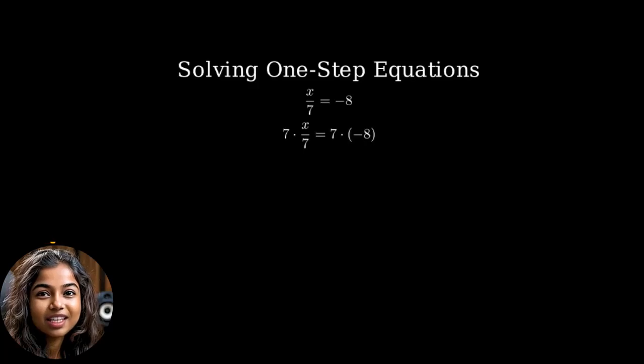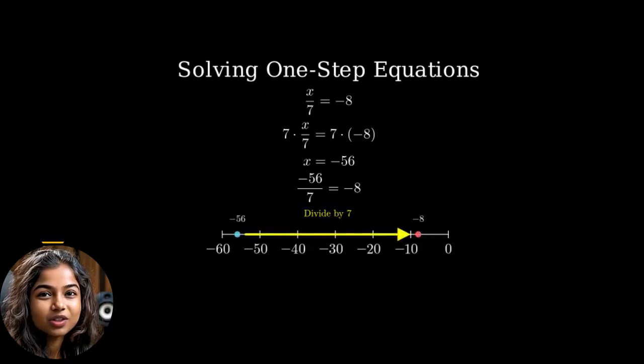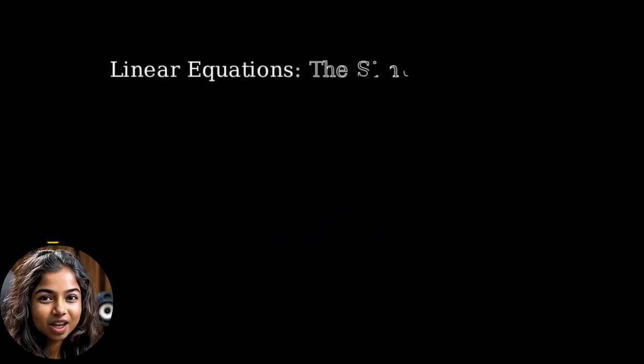To isolate x, we multiply both sides by 7. This simplifies to x equals -56. Let's verify. Plugging -56 into the original equation gives us -56 divided by 7 is equal to -8. Here's a number line visualization. Therefore, x equals -56. Let's understand why a linear equation is called a simple equation.